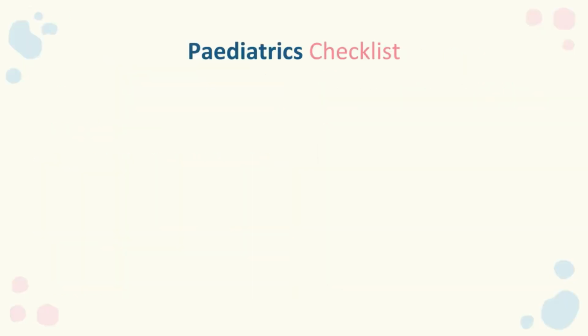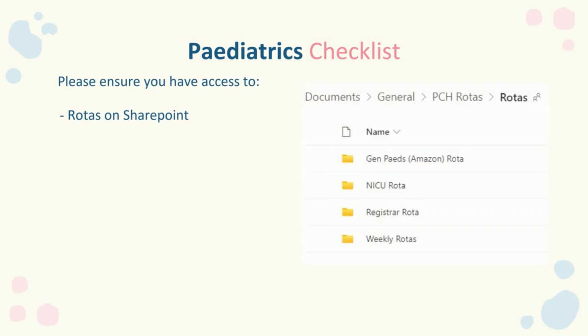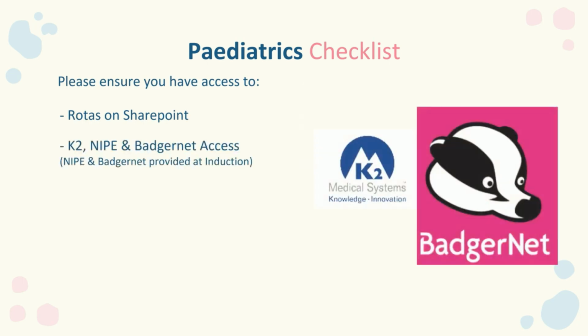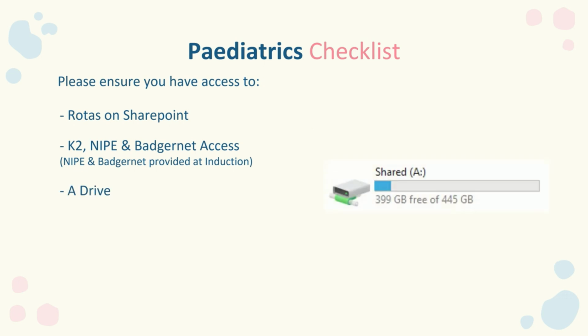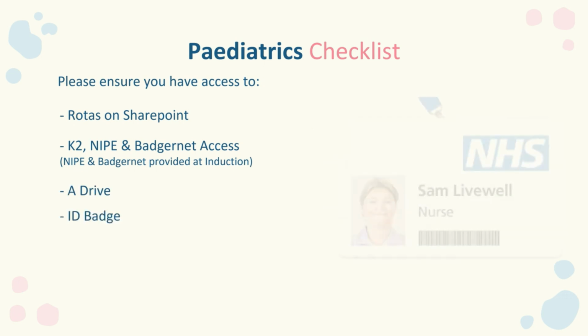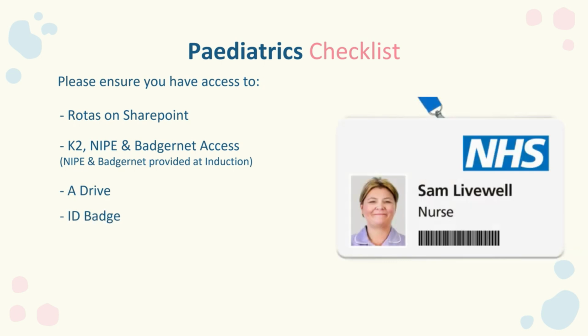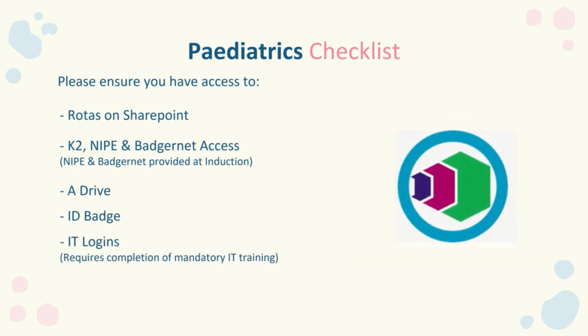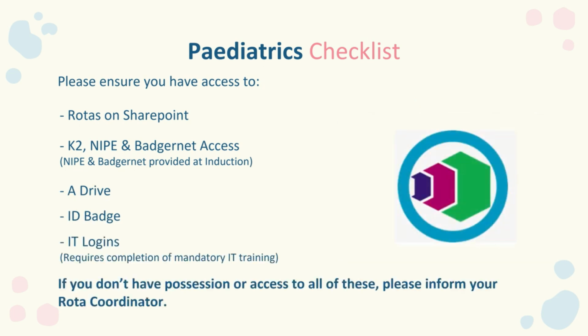To ensure that you have everything you need and have the correct permissions, please let your rota coordinator know if you do not have access or possession of any of the following: Rota access on SharePoint, K2 NIP and Badgernet access. Your NIP and Badgernet will be allocated during your induction. A drive access, an ID badge giving you access to all the required areas. And finally, all of your IT logins. Please let your rota coordinator know as soon as possible if you don't have any of these.